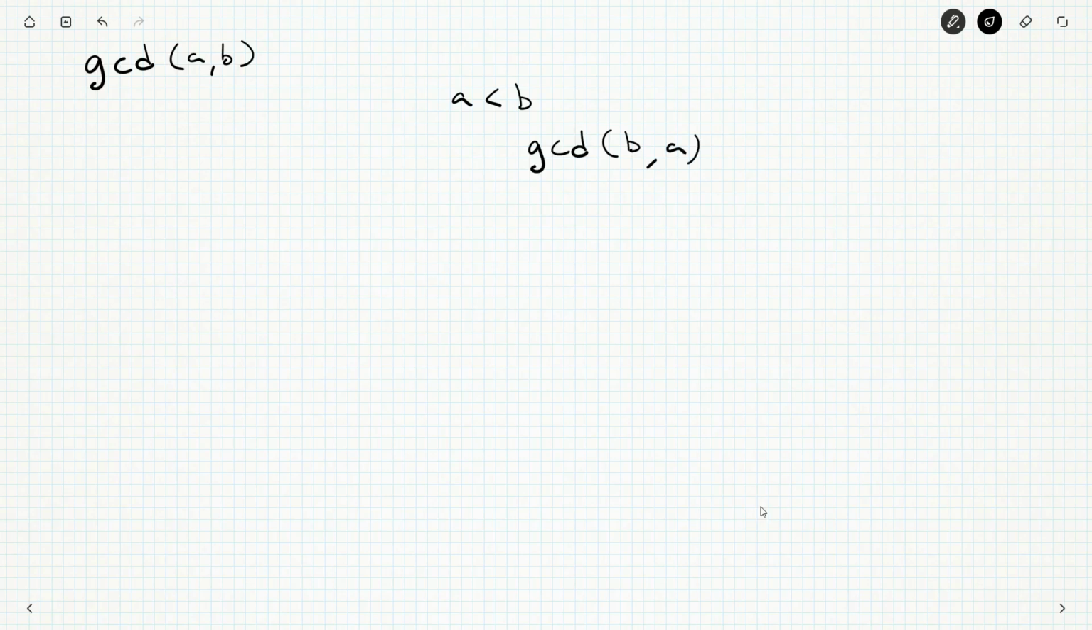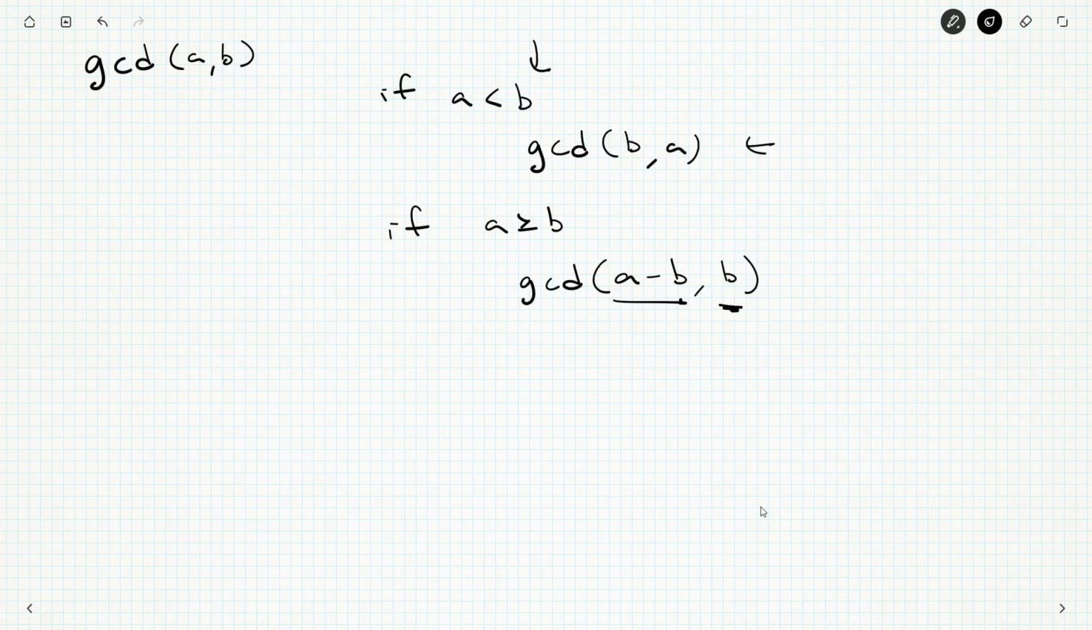You swap the two around, not unlike what machine A does. But if A is the greater of the two, then you just tell them, well, it's going to be the same thing as the greatest common divisor of A minus B and B. And you keep the B where it is. You just subtract. And then if this becomes less, well, you do it again, and you swap them, and it goes a little crazy.